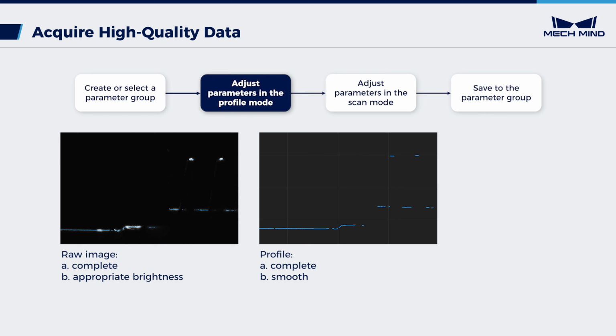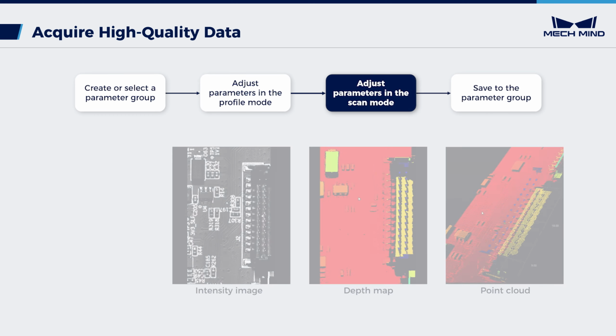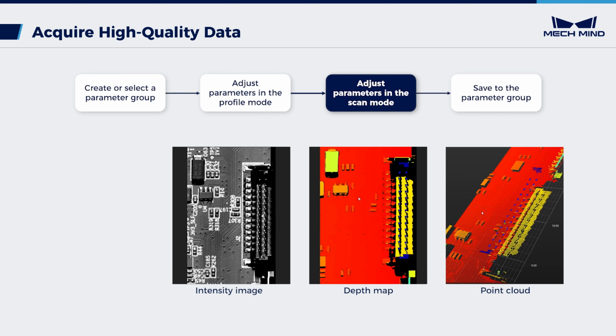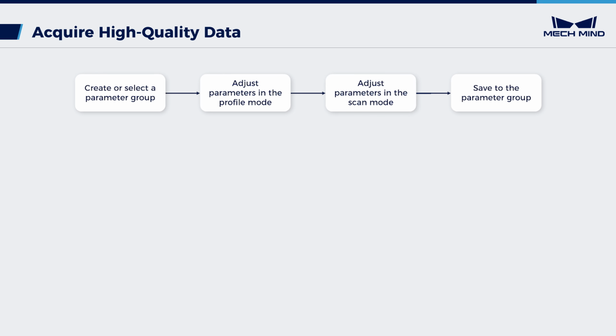Once the profiles meet the requirements, switch to the scan mode to adjust additional parameters. Ensure that the image data of the target regions is complete. Finally, save the parameters. Now let's begin the detailed operational steps.